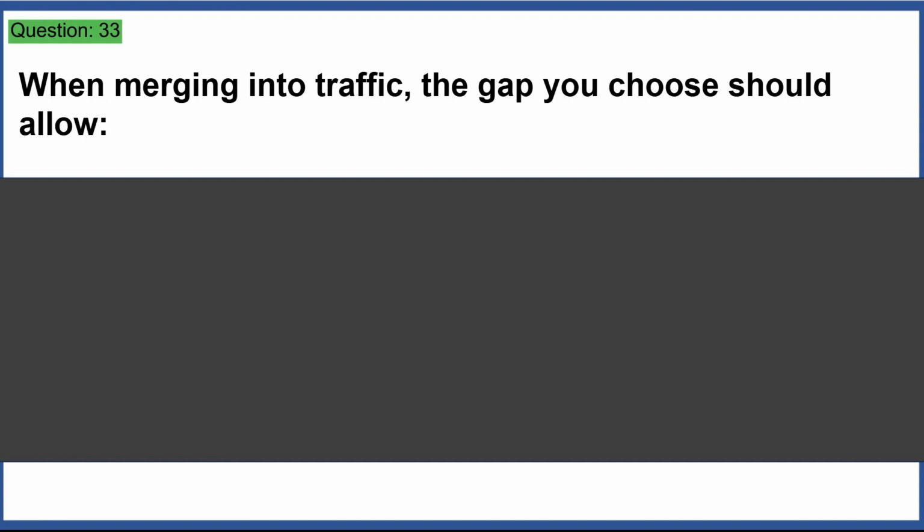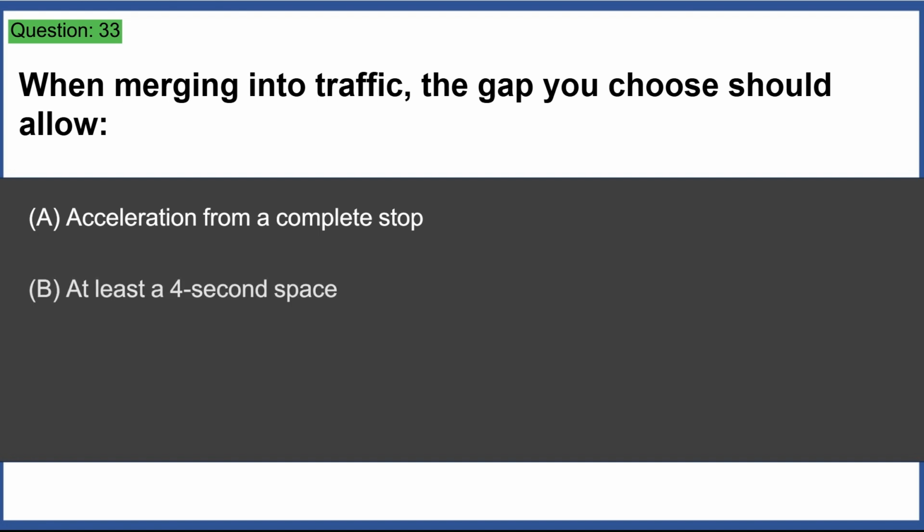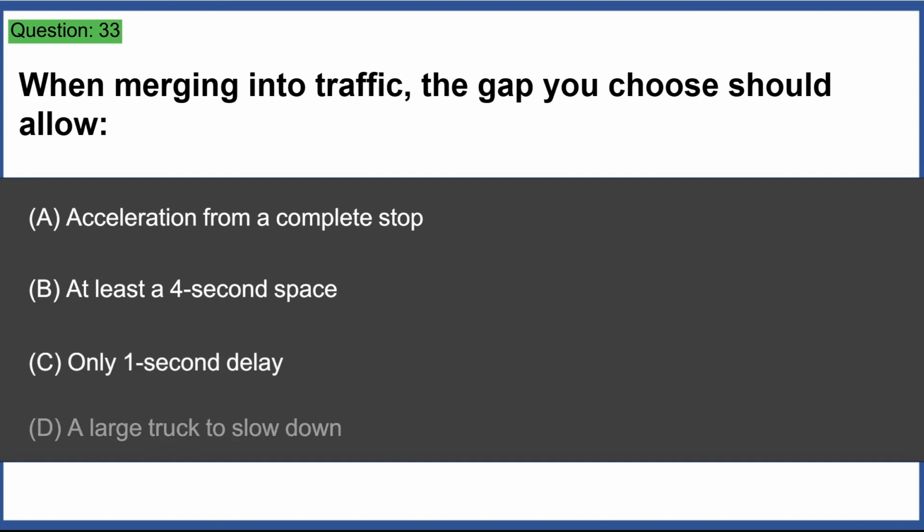When merging into traffic, the gap you choose should allow: A. Acceleration from a complete stop. B. At least a 4-second space. C. Only 1 second delay. D. A large truck to slow down. Answer B. At least a 4-second space.